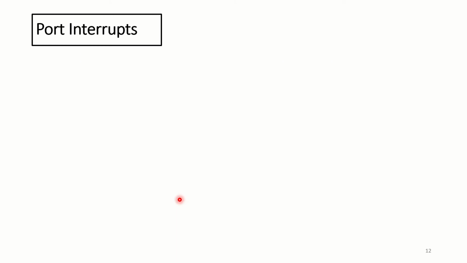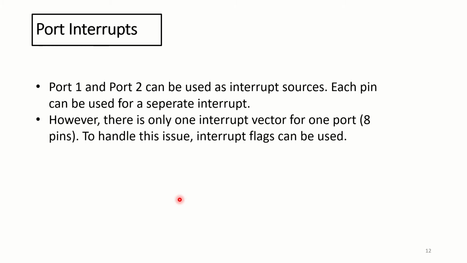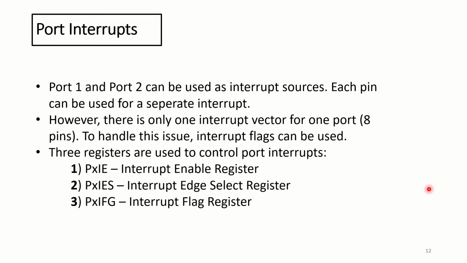Now let's focus on port interrupts. We will use port interrupts in our examples in Code Composer Studio. Port 1 and port 2 can be used as interrupt sources. Each pin can be used for a separate interrupt. However, there is only one interrupt vector for one port, 8 pins. To handle this issue, interrupt flags can be used.